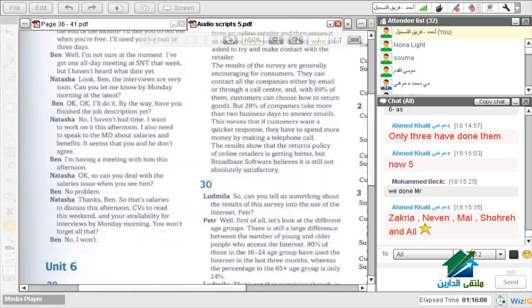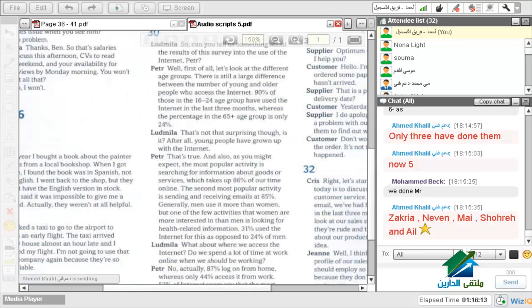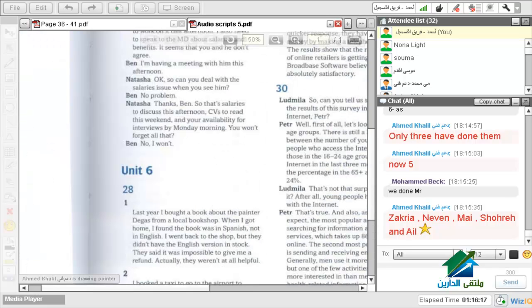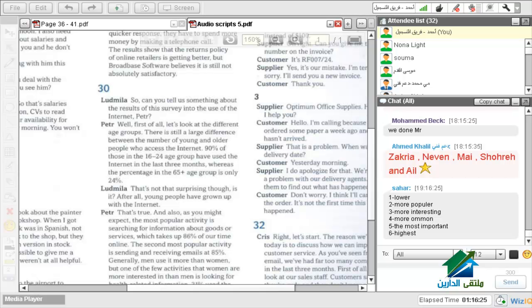So, can you tell us something about the results of this survey into the use of the internet, Petr? Well, first of all, let's look at the different age groups. There is still a large difference between the number of young and older people who access the internet. 90% of those in the 16 to 24 age group have used the internet in the last 3 months, whereas the percentage in the 65 plus age group is only 24%.